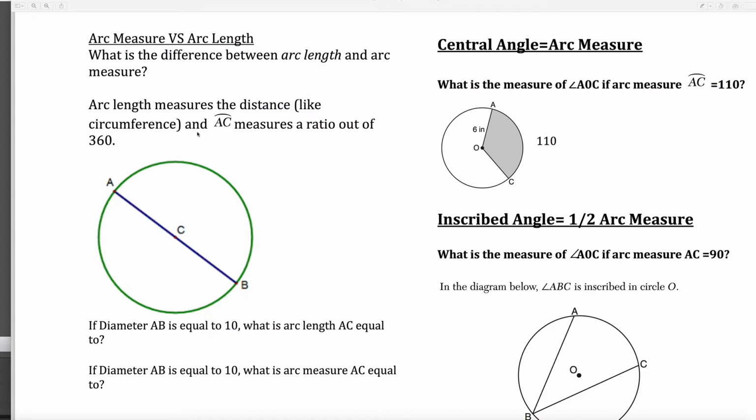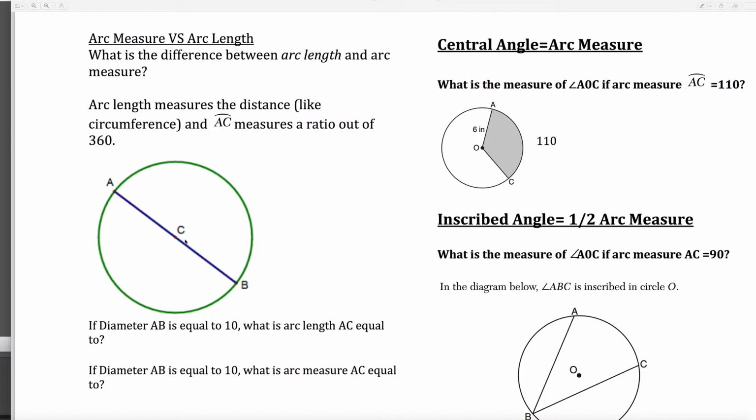Arc length measures the distance, like circumference, and AC measures the arc. This AC arc length measures the proportion. So for example, if diameter AB is equal to 10, what is arc length AC equal to?